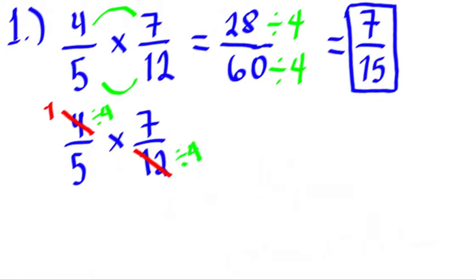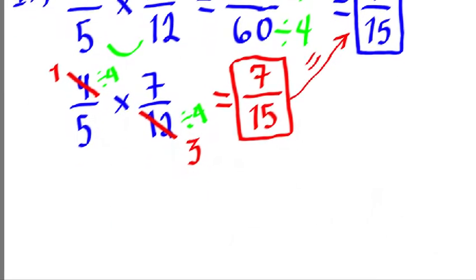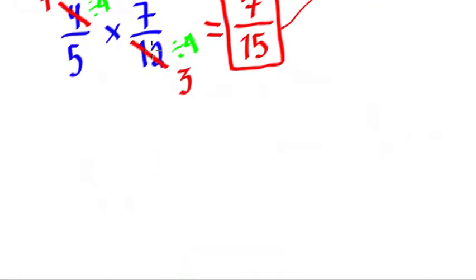And if we do that, 12 divided by 4 is going to give us 3. And then doing the multiplication itself in this new method, 1 times 7 is 7. 5 times 3 is 15, which is pretty much the same as our traditional one. So if there are some common factors for any cross numbers, numerator here, denominator here, or denominator here, numerator here, we can cancel that out.